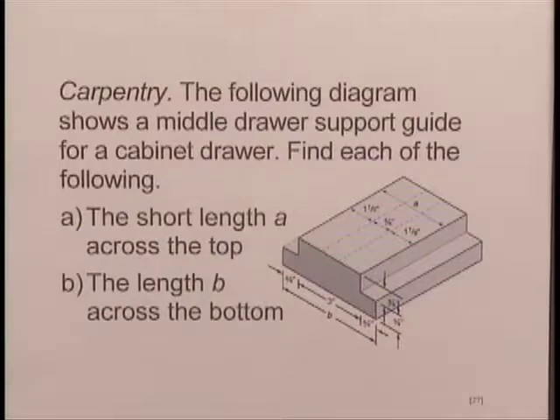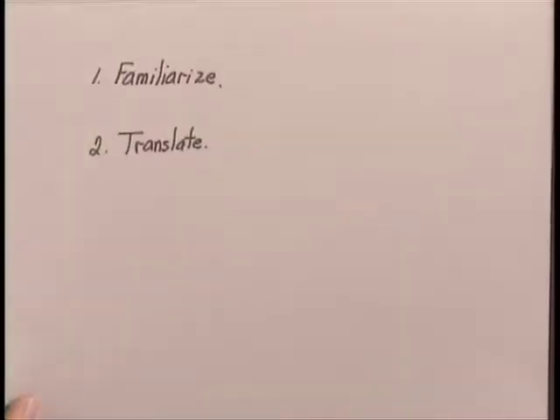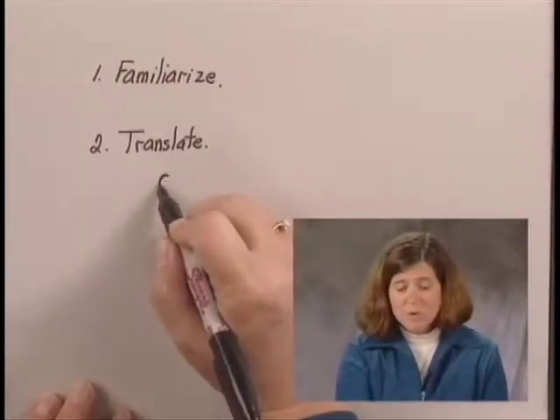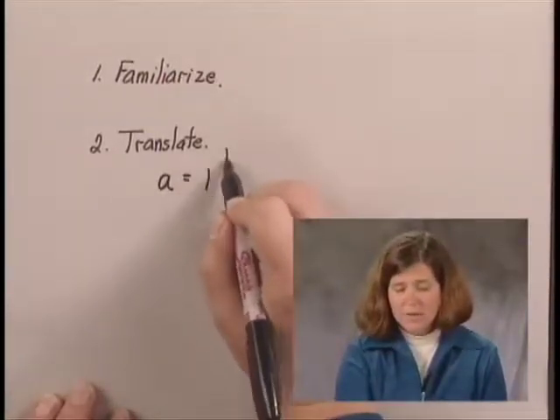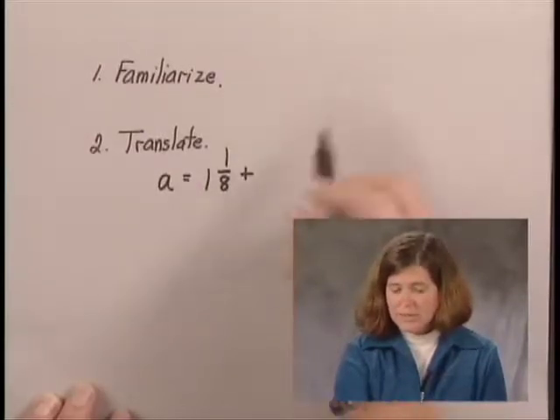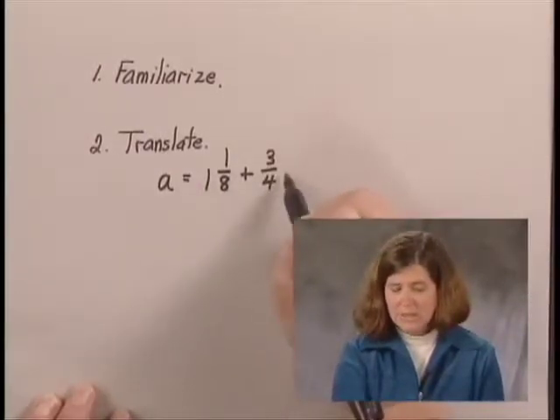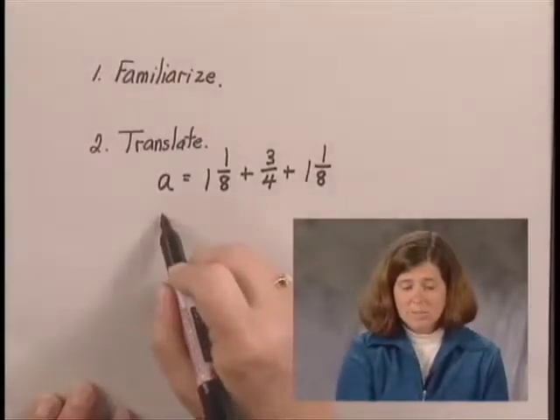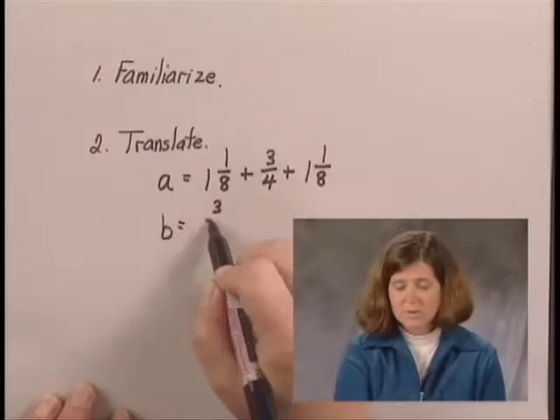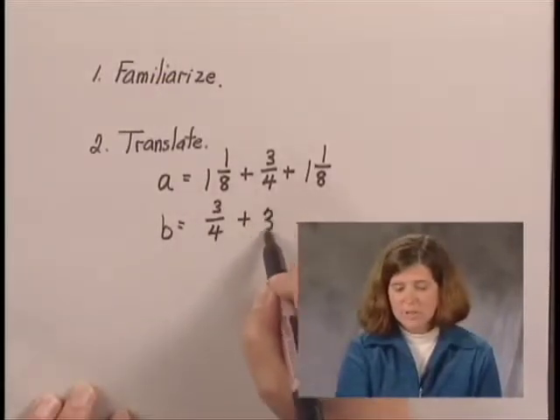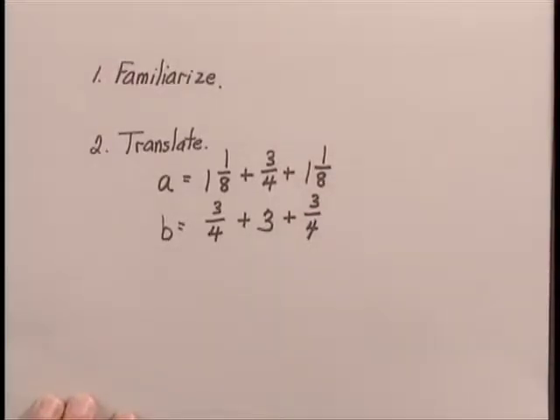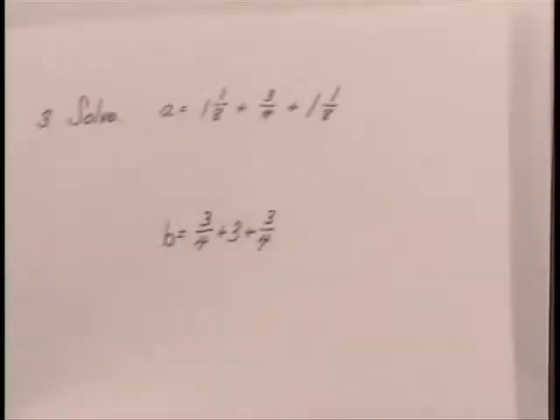So now that we familiarize ourselves with the situation, we can translate into a mathematical equation. The short length A across the top was 1 1/8 inches plus 3/4 inches plus 1 1/8 inches. The length B across the bottom was 3/4 of an inch plus 3 inches plus another 3/4 of an inch. And now we have equations in order to find both A and B, so we can solve.